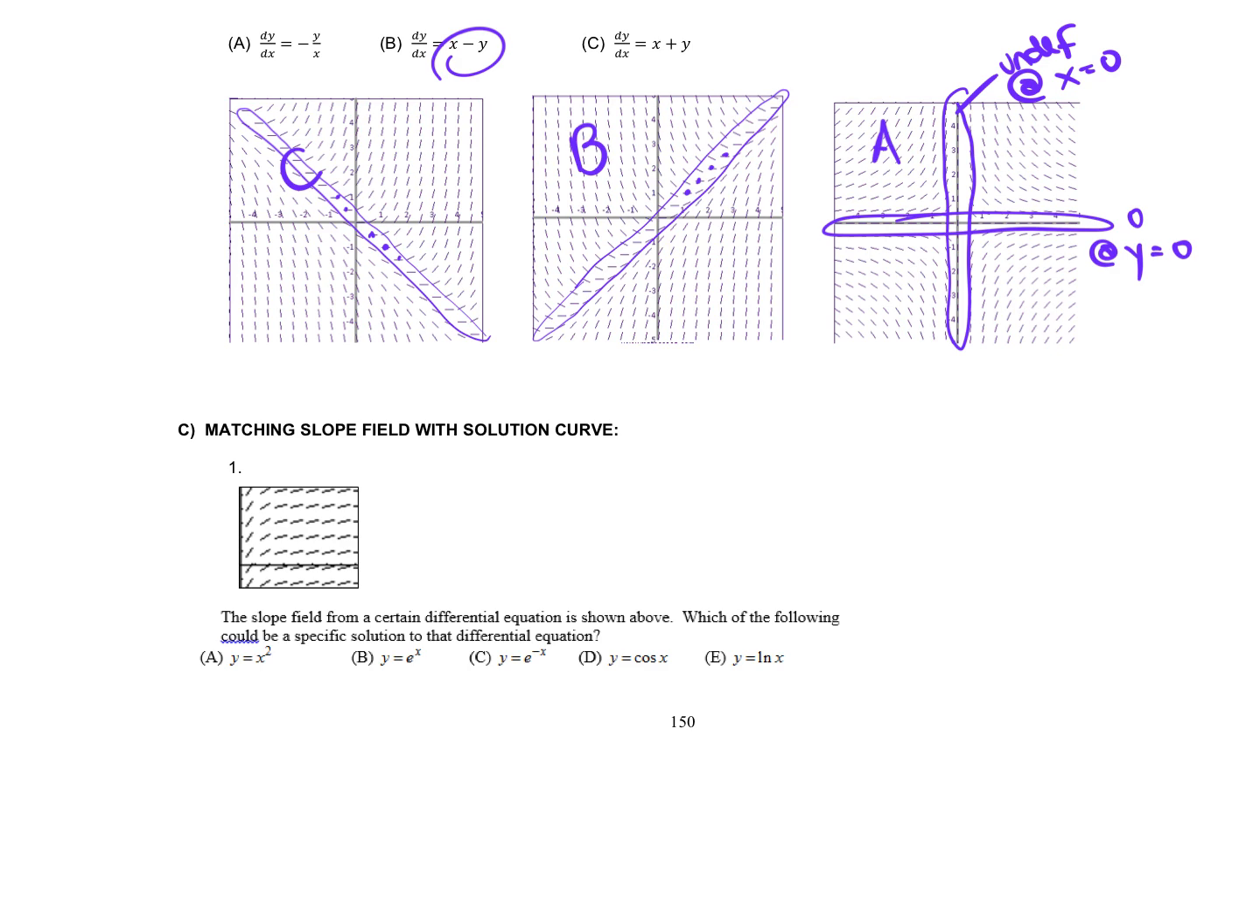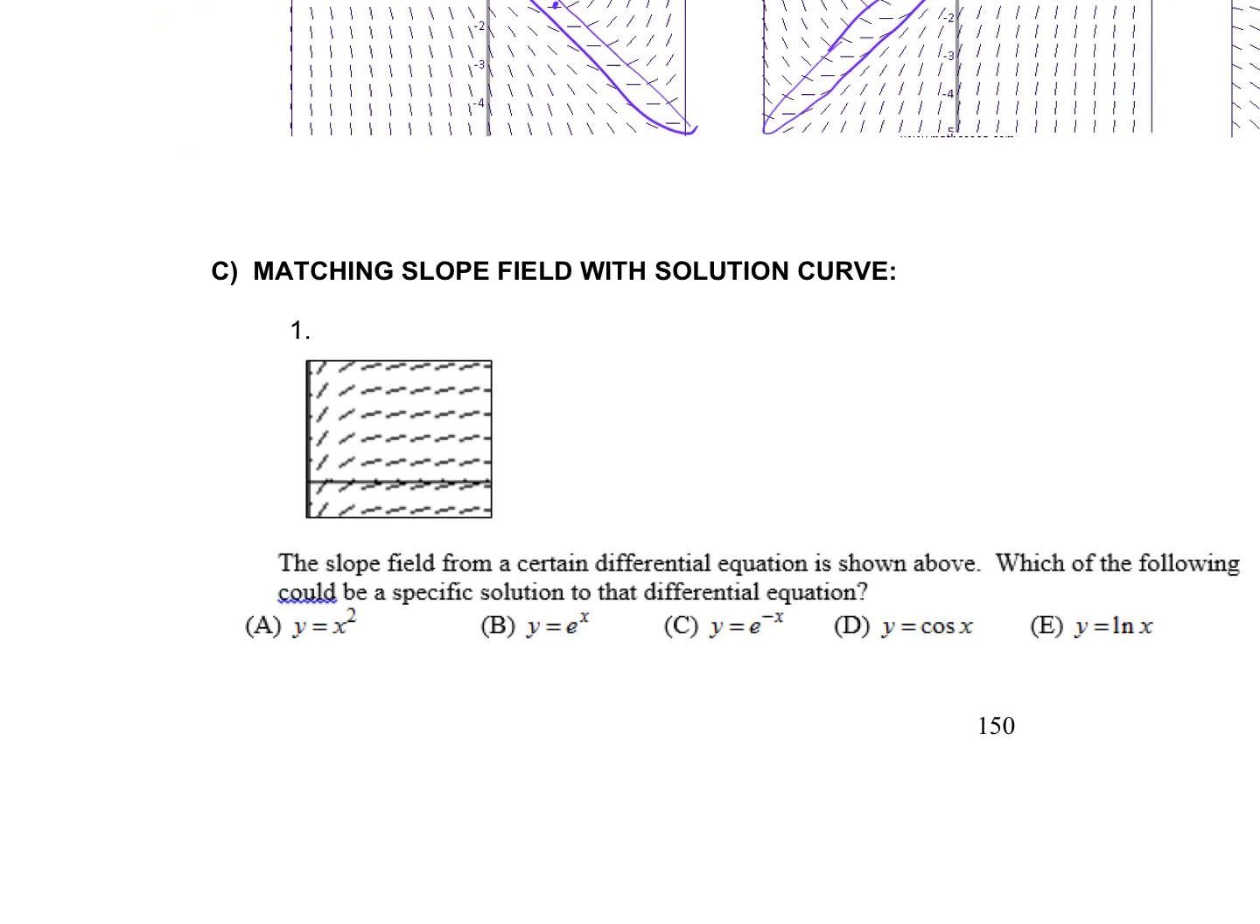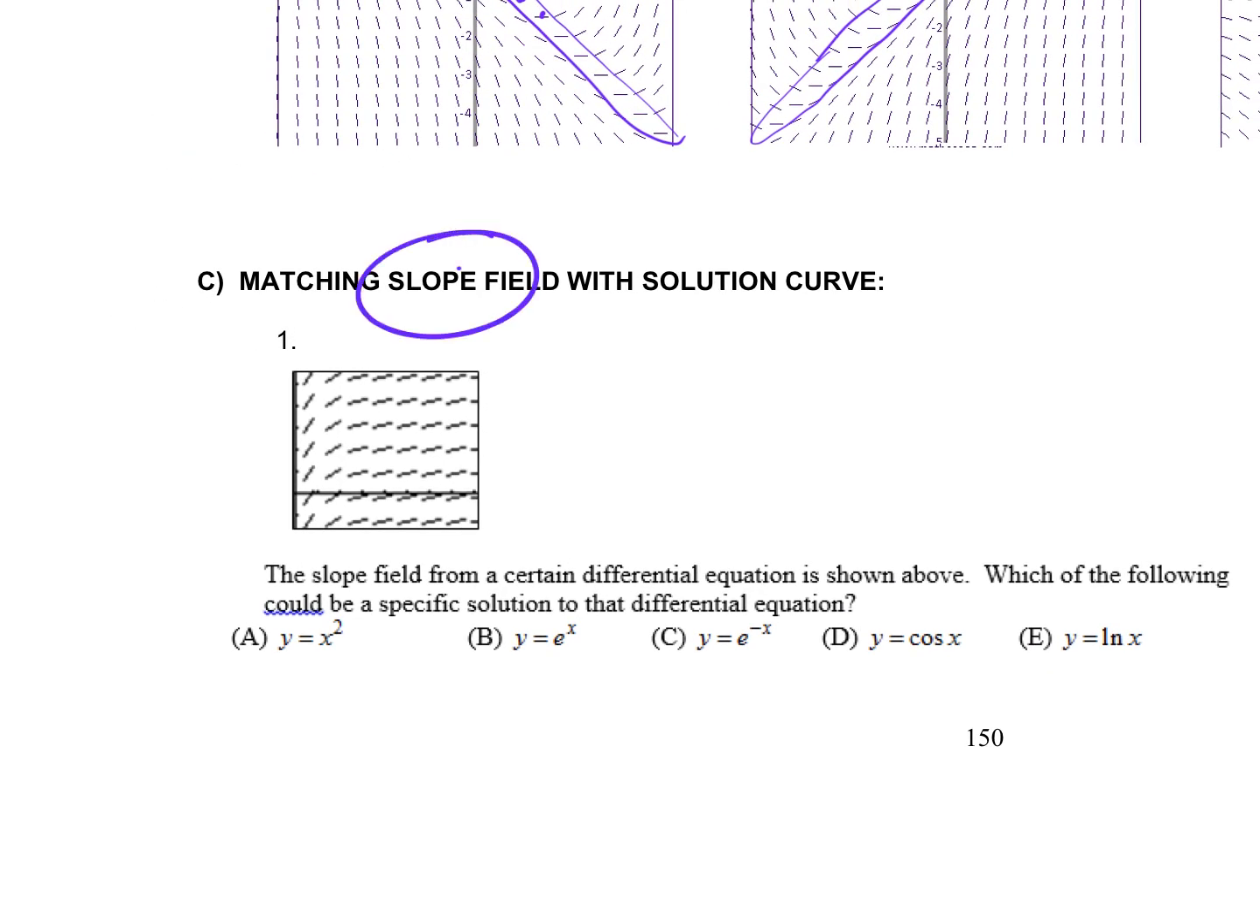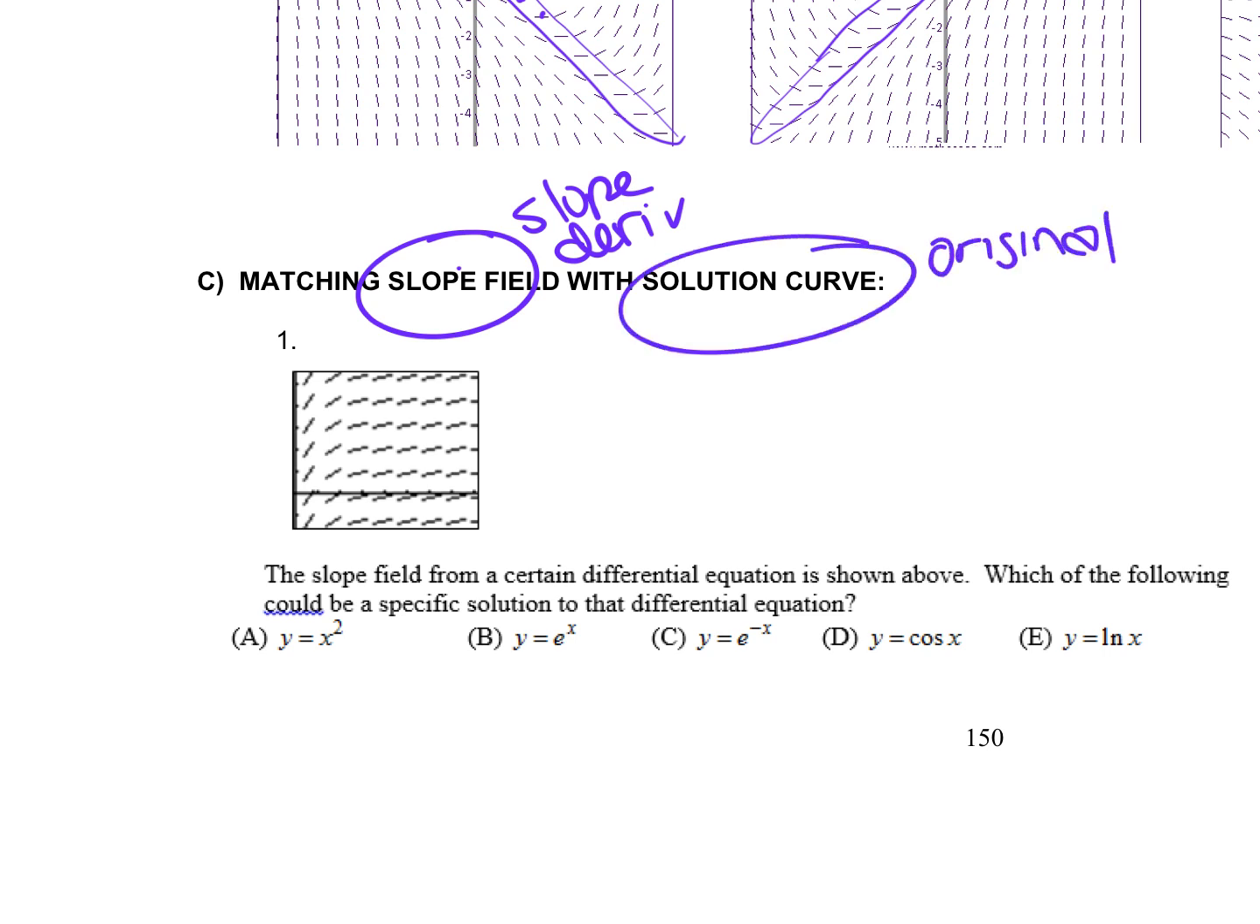Okay? So first off, slope field gives you the slopes, which is the derivative. Solution curve is the original equation, like if you integrated. This is why it goes together with this, because we've been integrating differential equations to find the original equation, right?